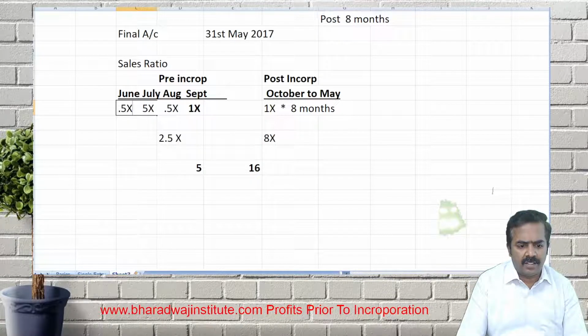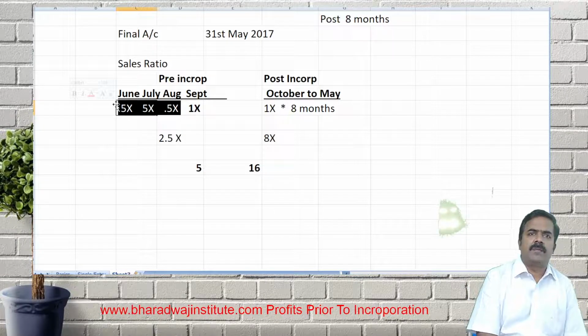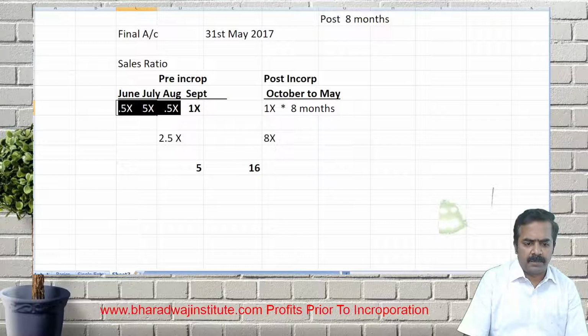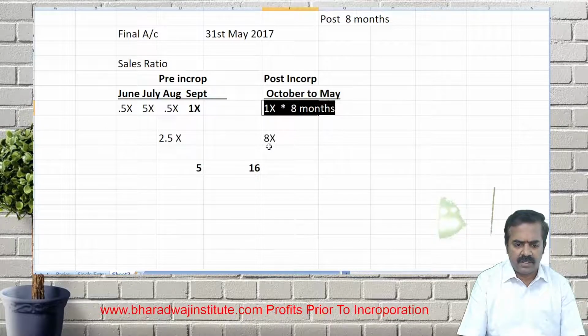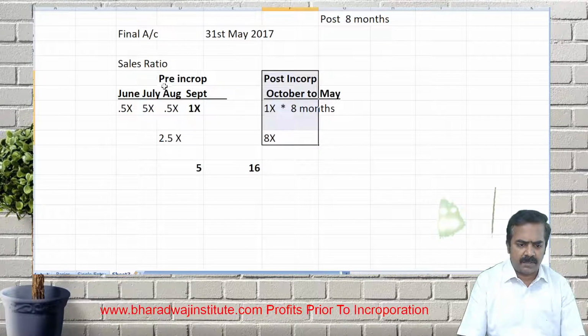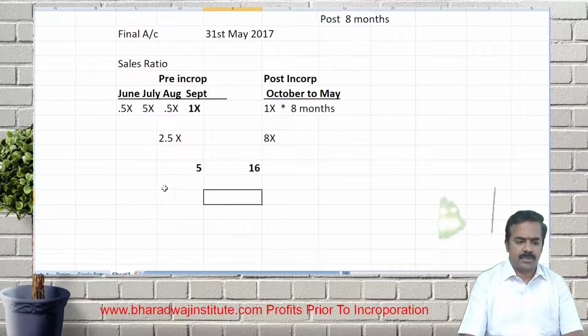June, July, August alone 0.5x. It is clearly given: 1/2 of the remaining months' sales. September month it is going to be 1x. October onwards it's going to be 1x till May, 8 months. So post incorporation 8x, pre incorporation 2.5x. So 5:16 is the sales ratio.